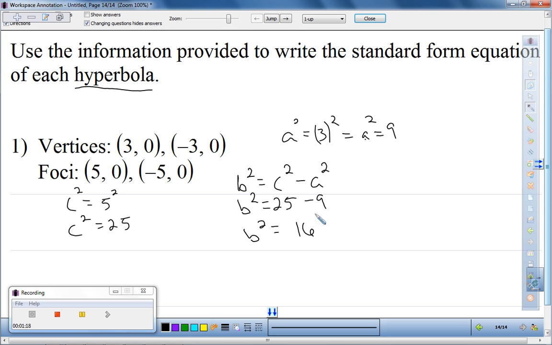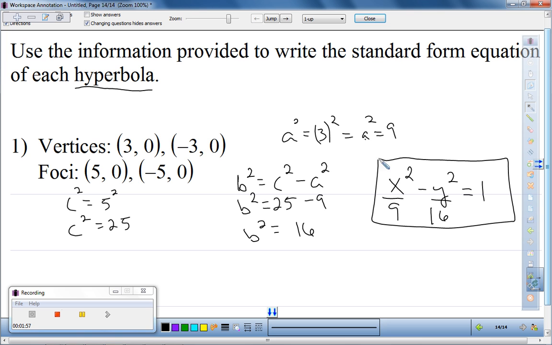Now we have to decide what our equation will look like. Since the vertices have an x value, 3 and negative 3, that means x will come first. So it would be x squared minus y squared is equal to 1. Now we'll put our a squared underneath the x. Again, we're coming up with that because the vertices tell us which comes first. So put 9, and then we'll have 16 for our b squared. And so that is the equation of our hyperbola.